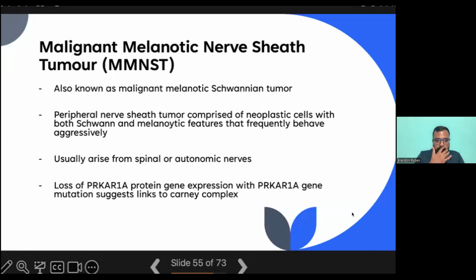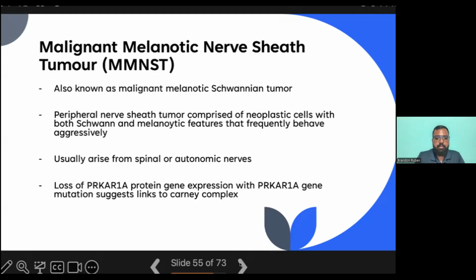Next, malignant melanotic nerve sheath tumor, also known as malignant melanotic Schwannian tumor. These are peripheral nerve sheath tumors comprised of neoplastic cells with both Schwann and melanotic features that frequently behave aggressively. They usually arise from spinal or autonomic nerves, with loss of PRKAR1A protein expression and PRKAR1A gene mutation, which suggests links to Carney complex.